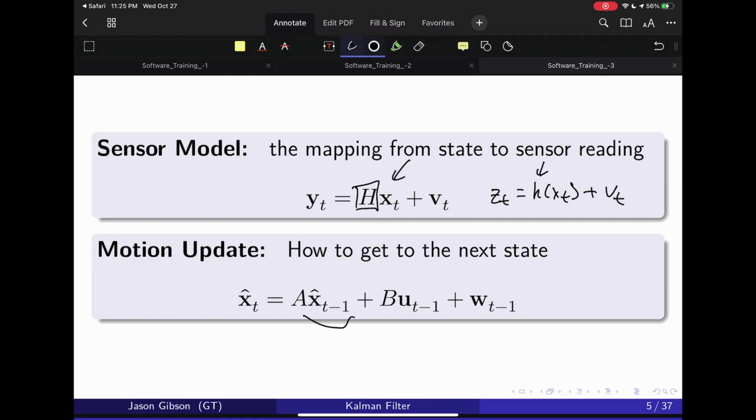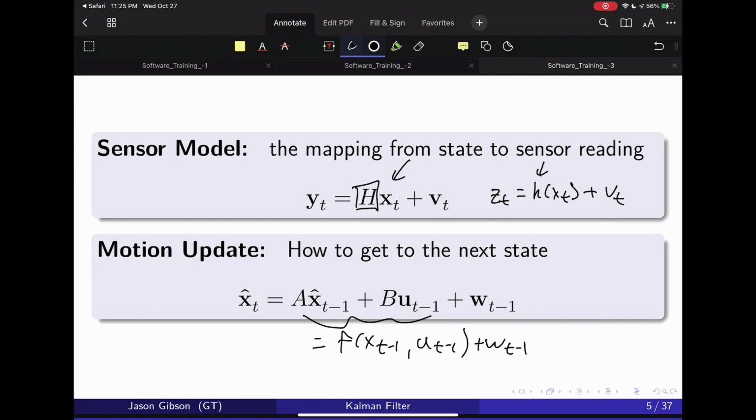Before we had something where these two were concatenated into a single potentially nonlinear function, f, so we had x of t minus 1 and u of t minus 1, and then w of t minus 1. This is the same thing, but now we're explicitly saying that the dynamics are linear. There are nonlinear generalizations of the particle filter, but we will not be talking about that this week.